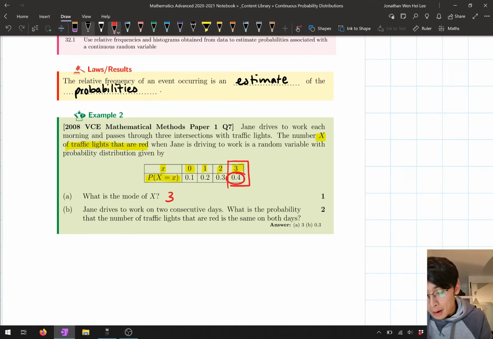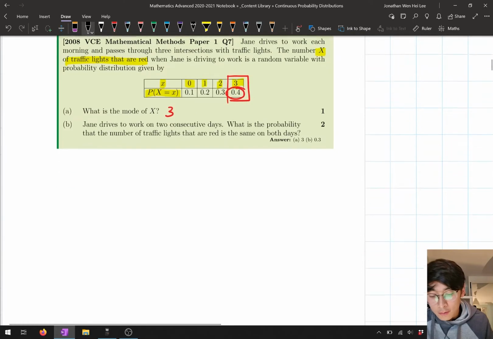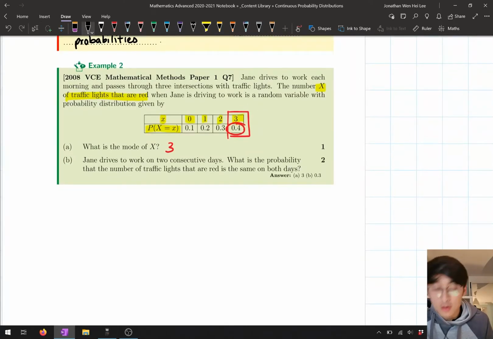Okay. Part B. Jane drives to work on 2 consecutive days. What is the probability that the number of traffic lights that are red is the same on both days? Okay, so let's just break down what this actually means. Jane is driving to work on 2 separate days, and we want to see what the probability is that each day she gets the same number of traffic lights. So for example, I'm just going to draw a tree diagram just to show what this looks like.